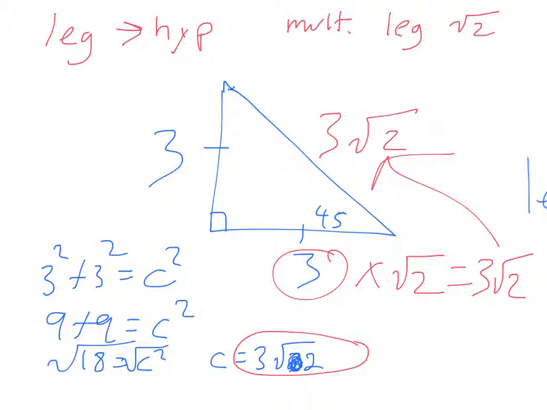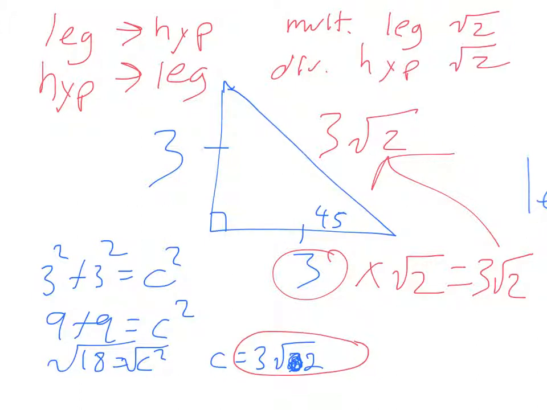Okay, now in the opposite way, if we're going from the hypotenuse backwards, if we know the hypotenuse and we don't know the leg, then we're going to divide the hypotenuse by radical 2. So we're just going the opposite direction. Let's look at a couple examples here.